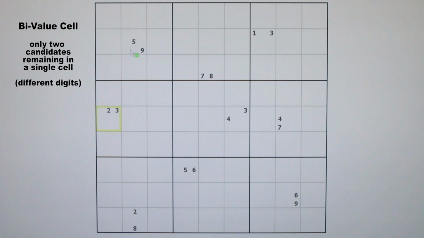For instance, between this 5 and the 9, they're the only 2 remaining possibilities for this cell. So it either has to be a 5 or a 9, and so that's a strong link.